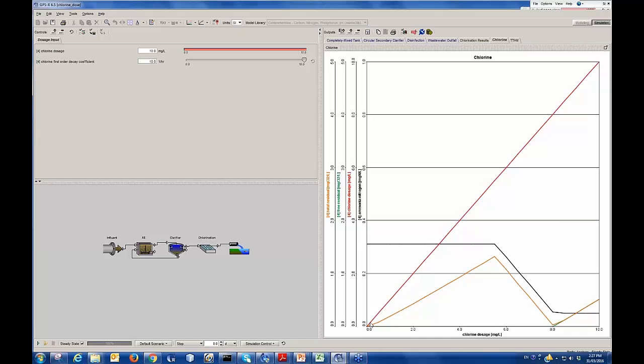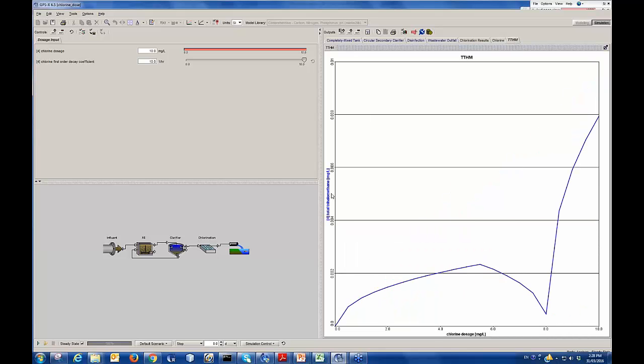Again, when we are in this phase, we can look at our total trihalomethane formation potential here. We can see it's slightly increasing as we keep going up, as the residual is increasing, and then it decreases, and as our free chlorine residual starts to increase, the total trihalomethane formation potential starts to increase.